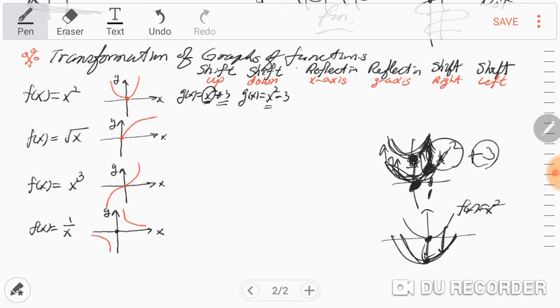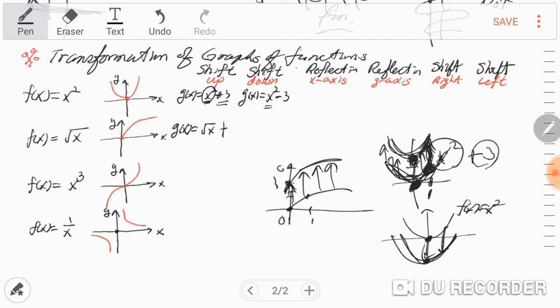Okay, how about this square root? Okay, the graph of square root is this. And I want to shift this one 3 units up. 3 units up, then when x equals 0, then y is 3, x equals 1, y was 1, but it will be 4. So what we do is shift the graph 3 units up. So the new function will be, let's say the function name is g of x, then g of x is the function f of x plus 3. So this means shift the graph of square root of x 3 units up.